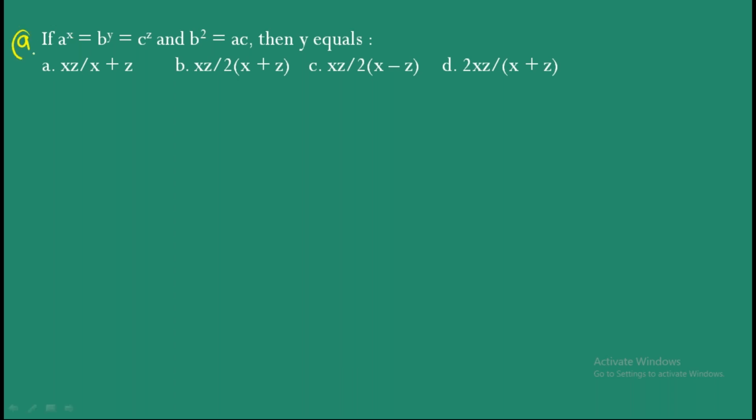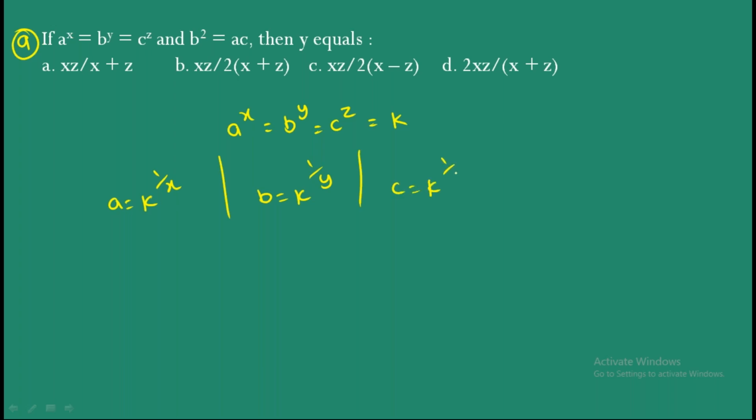Next question. Again and again, I'm mentioning that people should try to pause the video. Check the solution from your end, try with all your efforts, and check the solution later. Here a power x, b power y, c power z are all equal. Let it be equal to k. Then I can mention a is k power 1 by x. B can be written as k power 1 by y. C is nothing but k power 1 by z.